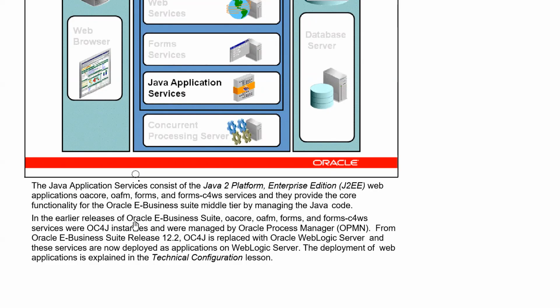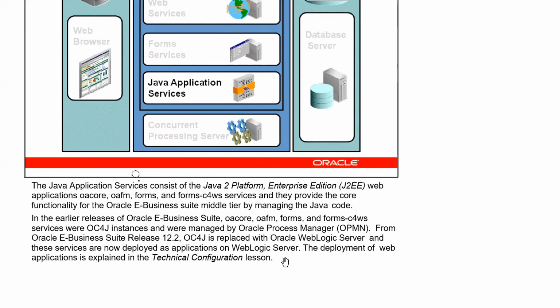In earlier releases, we had OA Core, OAFM, and Forms as part of OC4J, managed by OPMN. In 12.1.3, we had OPMN, which was managing all of this. But from 12.2, OC4J has been replaced by the WebLogic server, which manages all of these four. That is a big architecture difference between the old version and the latest version.